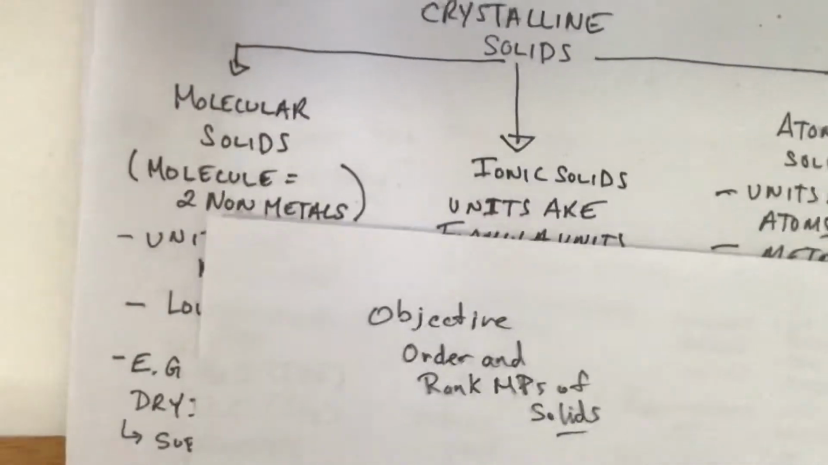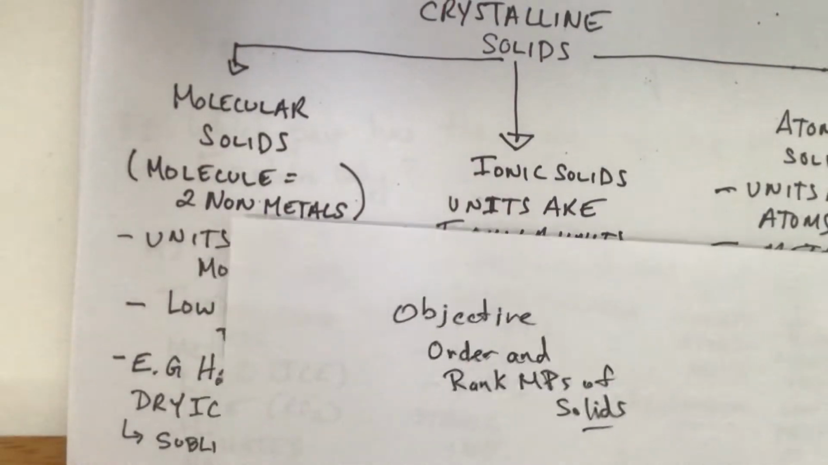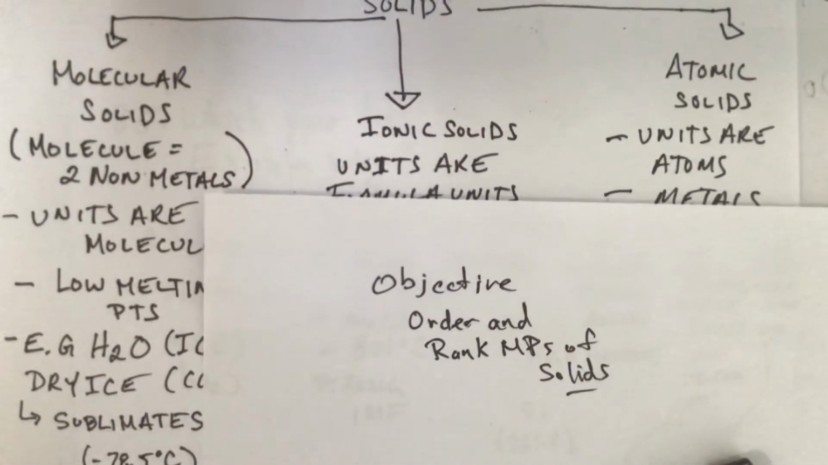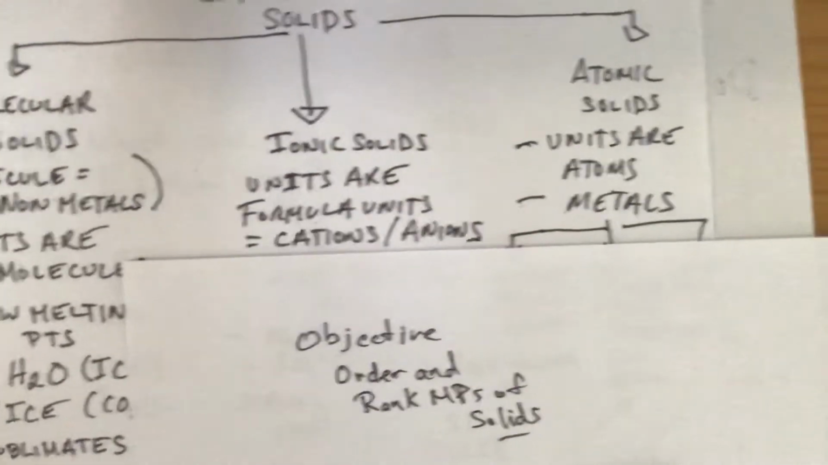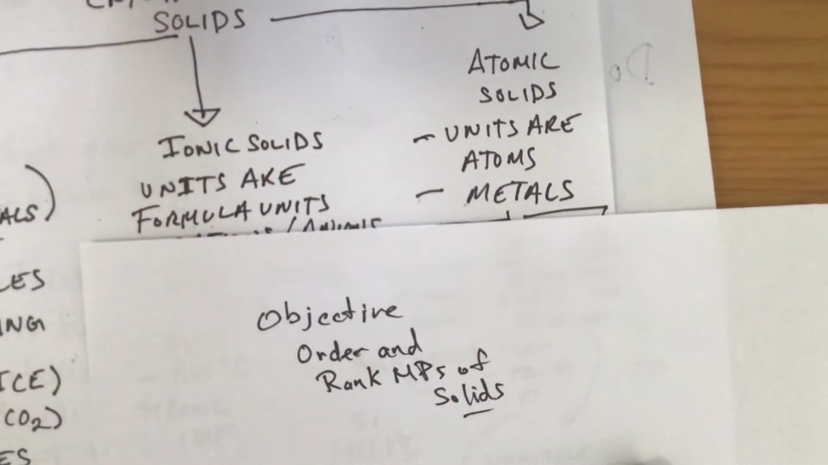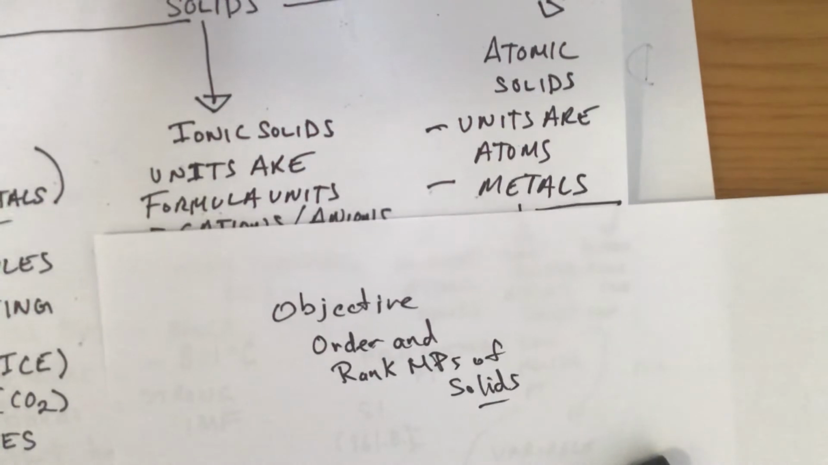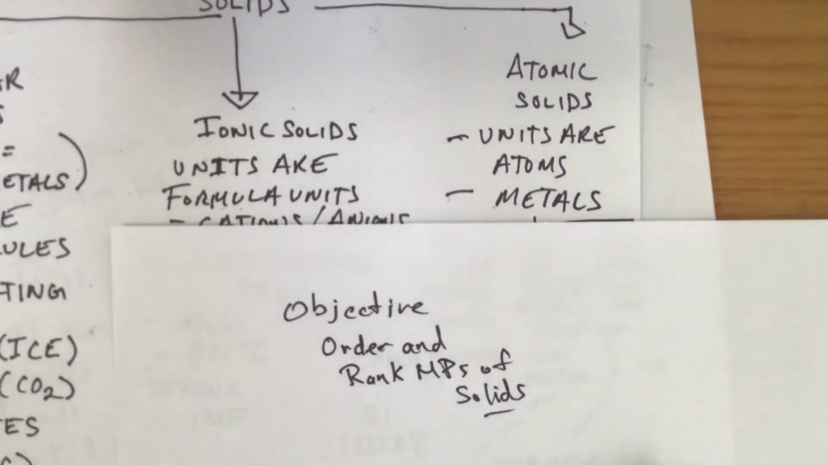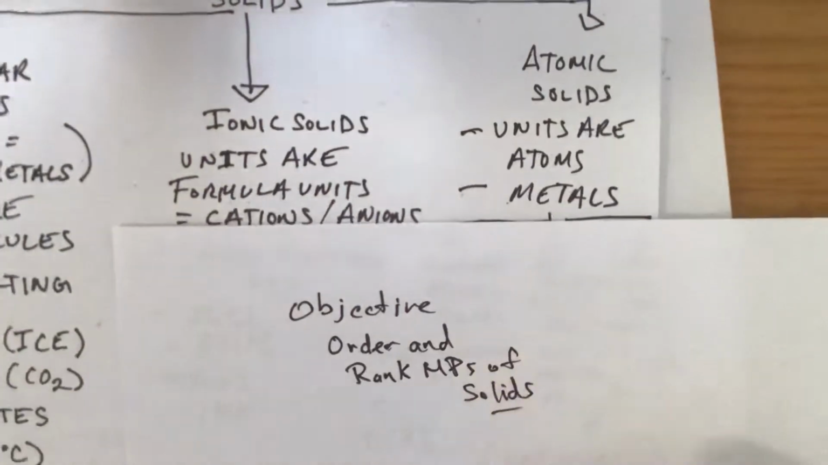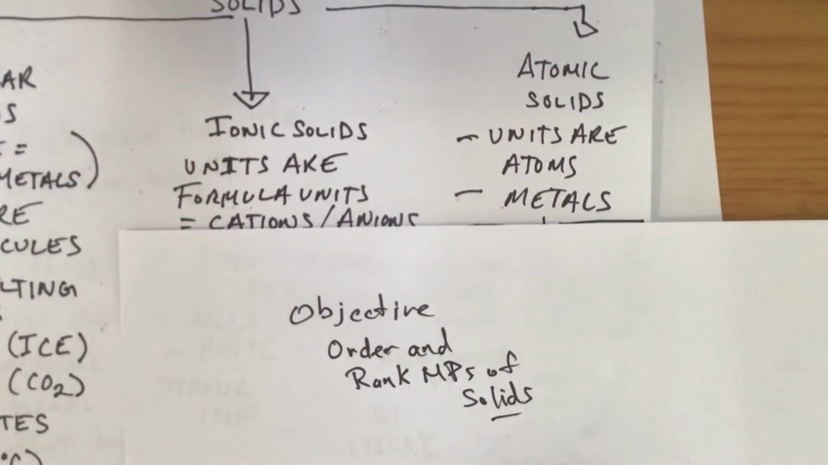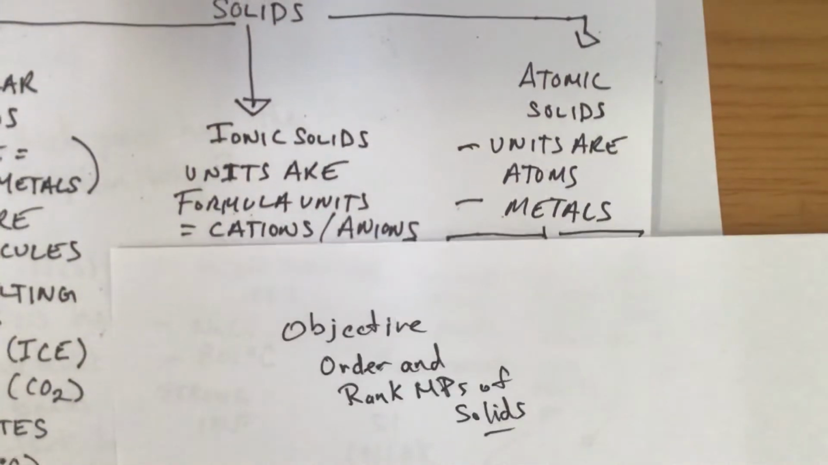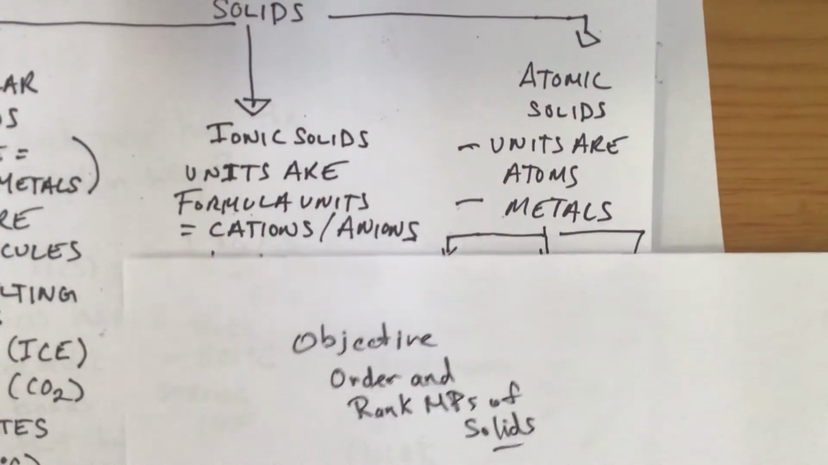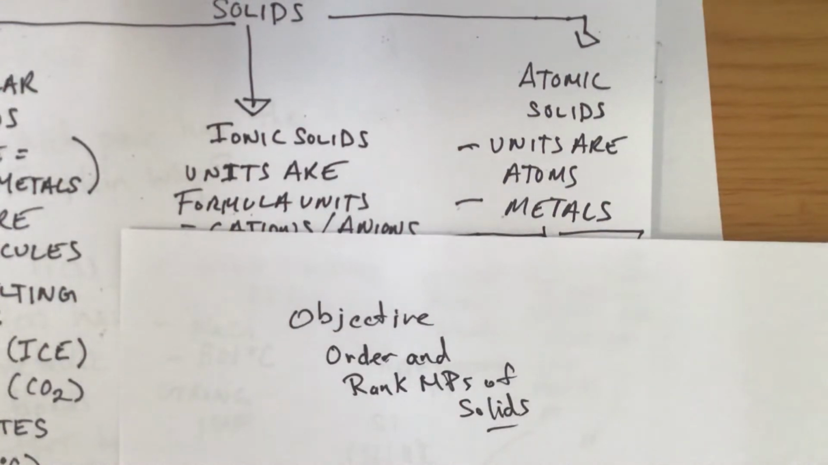The units in molecular solids were molecules. And ionic solids were cations and anions. And for these ones, they are just atoms. And usually these things by themselves are just metals, and a lot of them are transition metals too, is how they kind of work. Now, to make this more difficult, there are different flavors of atomic solids.